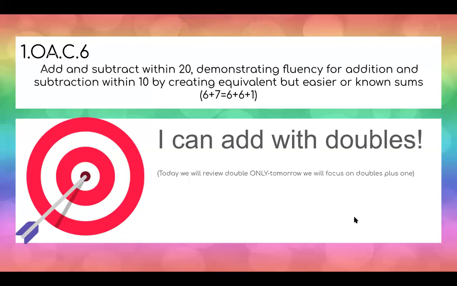Our clear learning target for today is I can add with doubles. Read that with me, please. I can add with doubles. Now remember, friends, a double fact is an addition problem where both add-ins are the same.